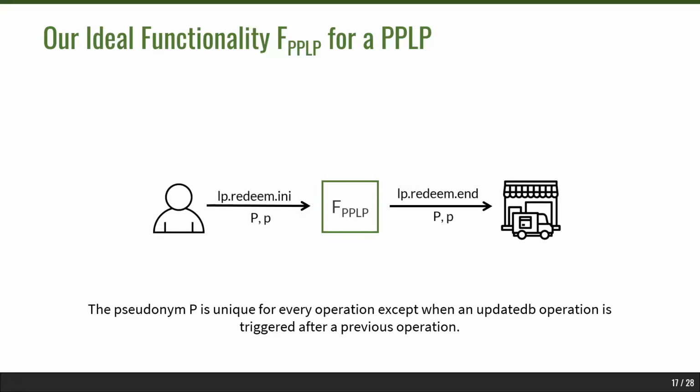And we have a redeem interface where the buyer can redeem some of its loyalty points with the vendor. And finally, we have a profile interface where the buyer takes a function as input and reveals the output of this function to the vendor.